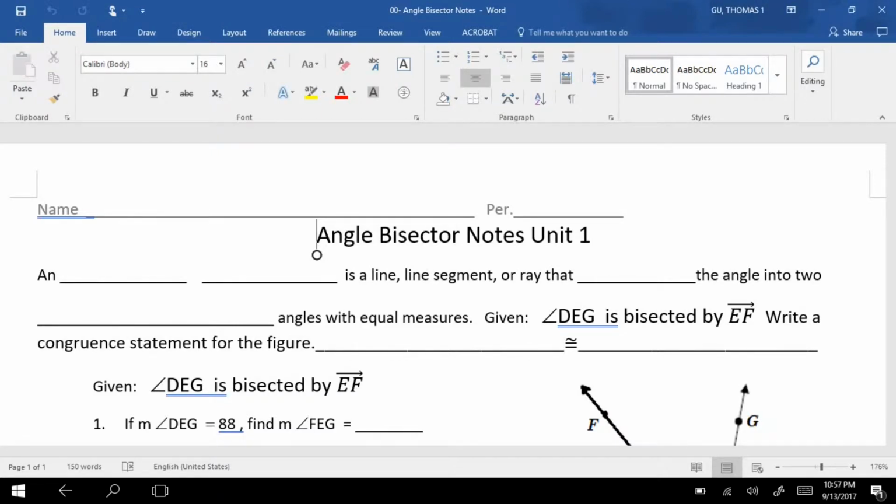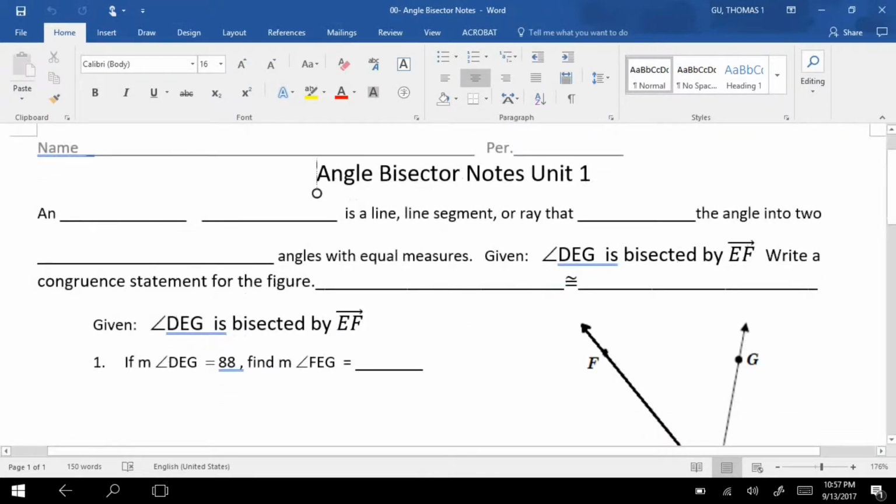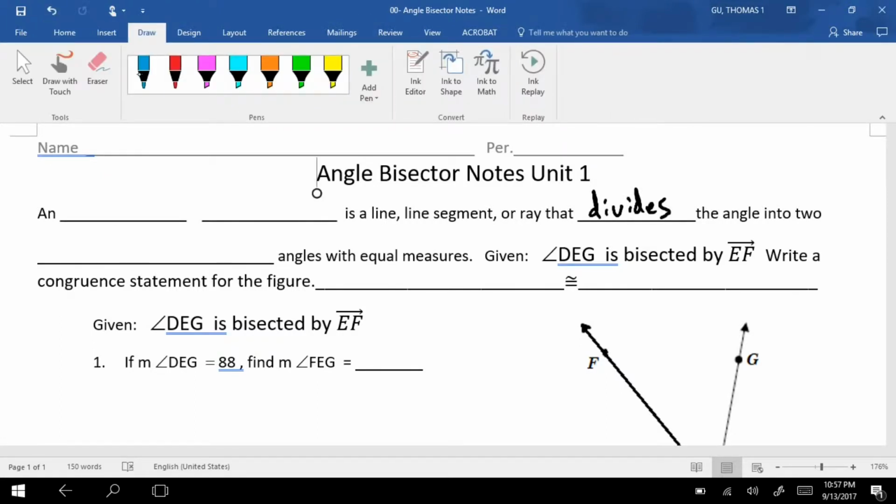So, read the top of the page. Angle bisector notes, Unit 1. The first sentence says, an angle bisector is a line segment or ray that divides the angle into two congruent angles with equal measures.